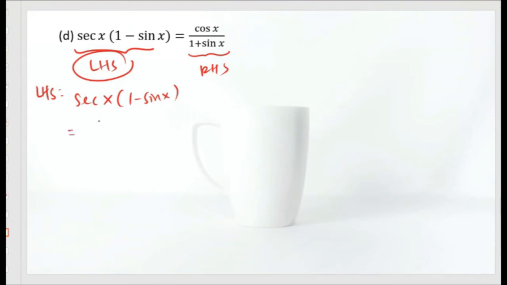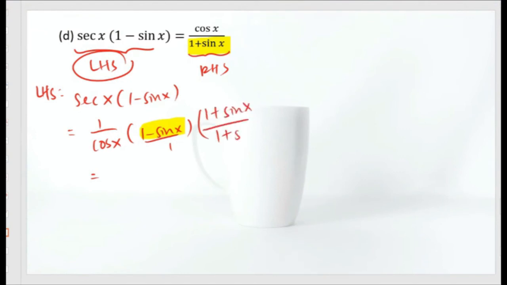So secant x is 1 over cos x, over 1 minus sine x. After this, what do you need to do? You see the relations. Now you have 1 minus sine x, but you want 1 plus sine x at the bottom. So what you need to do is multiply top and bottom by 1 plus sine x, so that the bottom will have 1 plus sine x.